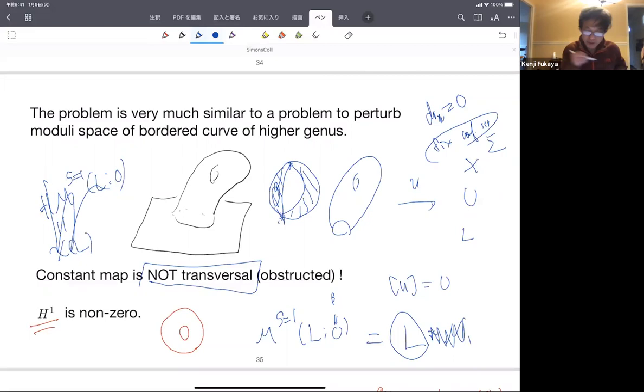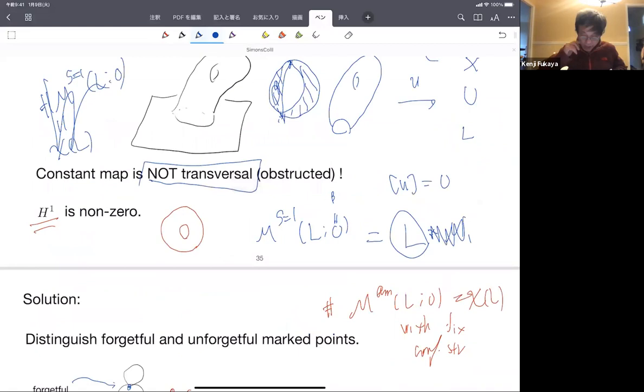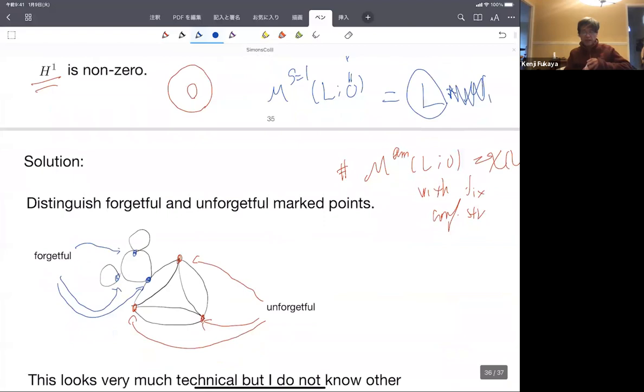So the problem is again how to count these constant maps, and these two are closely related. And I have some solutions, which I don't like so much, but the solution is the following. We distinguish forgettable marked points and unforgettable marked points. That looks very strange, but we distinguish these two different kinds of marked points.